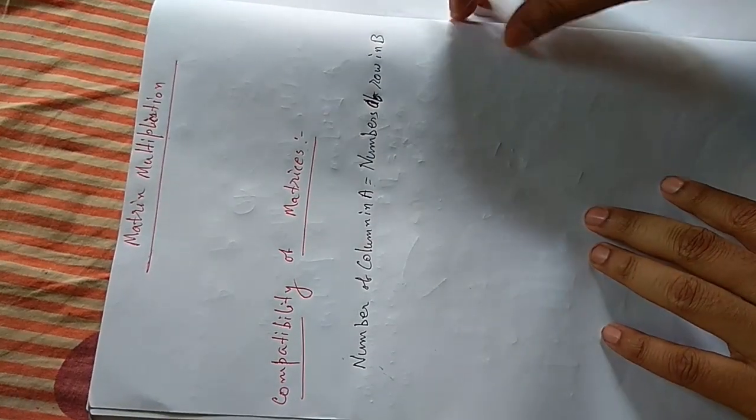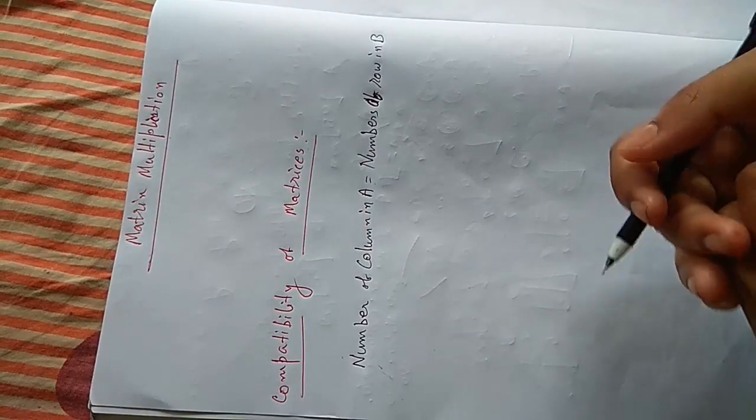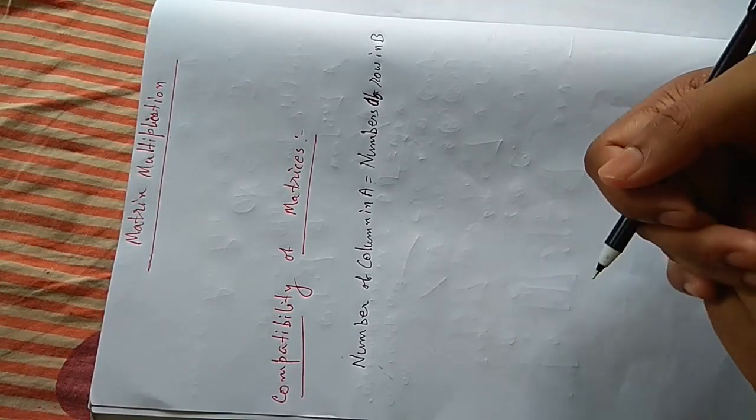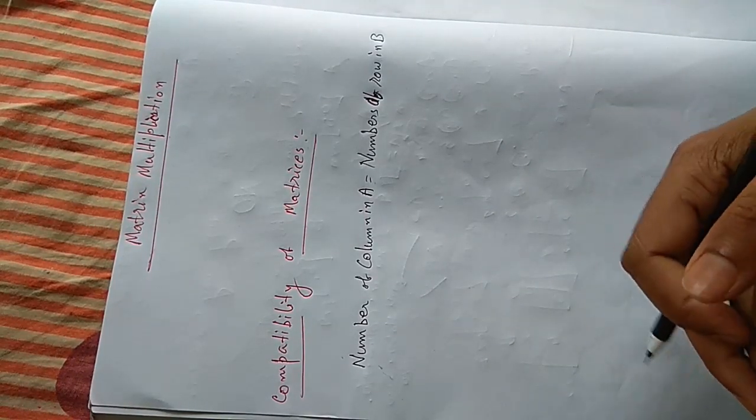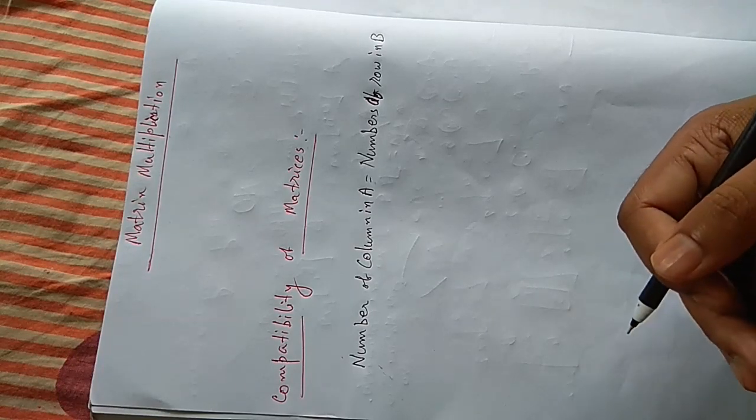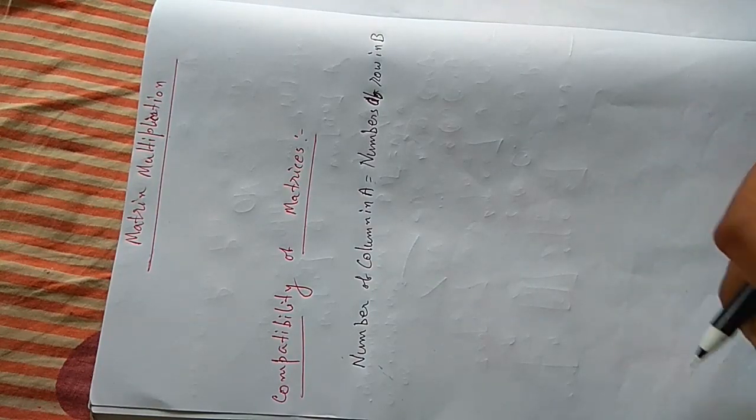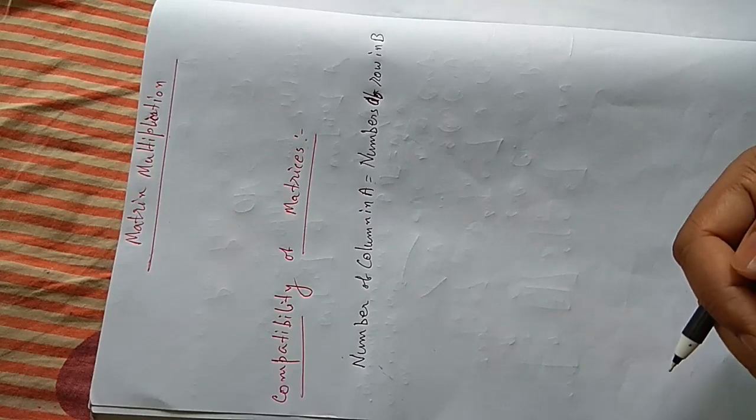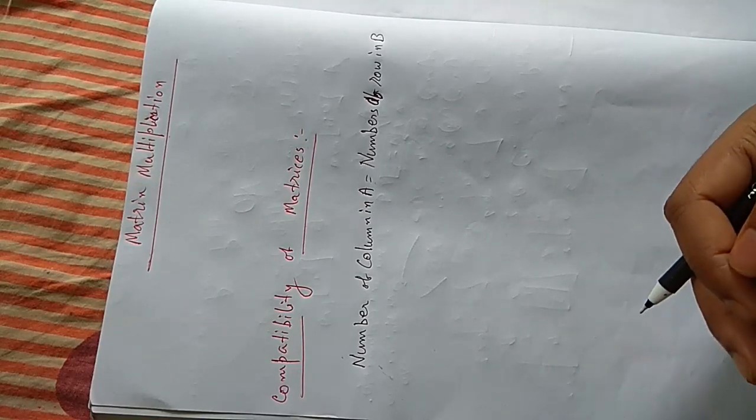Today our topic is matrix multiplication. Last class we considered the properties of matrices, that means the different types of matrices and algebraic operations: addition, subtraction and scalar multiplication. And today is very important: matrix multiplication. In this video we learn how to multiply two or three matrices.